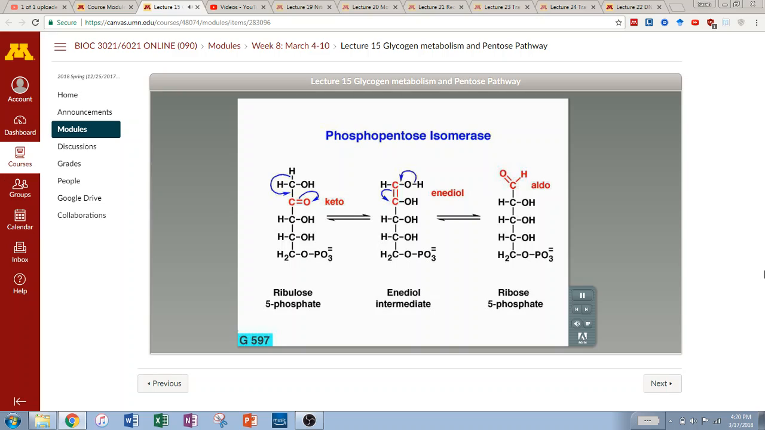Similar enediol intermediates occur in 2 isomerization reactions that we've seen previously in glycolysis. The mechanism as shown here is exactly analogous to that of phosphoglucose isomerase and triose phosphate isomerase in glycolysis. Learning to recognize such similarities in mechanism will help you memorize new reactions as variations on a theme rather than completely new phenomena.